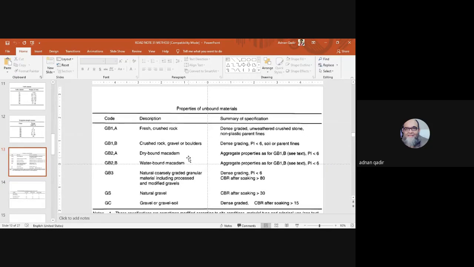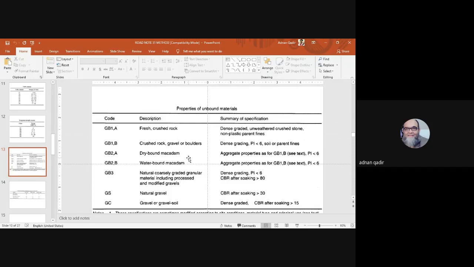Now, what are the unbound materials properties? They are coded like this: GB1, a fresh crushed rock, dense graded, unweathered crushed stone, non-plastic parent fines. GB1B is a crushed rock, gravel or boulders, PI less than 6. GB2 is a dry bound macadam, having a plasticity index less than 6, water bound macadam less than 6.